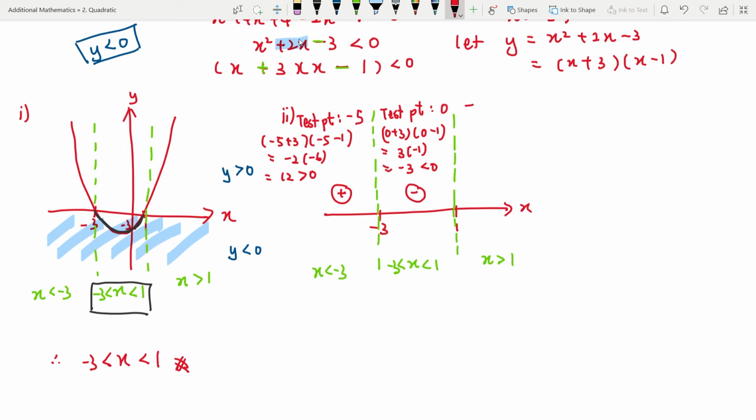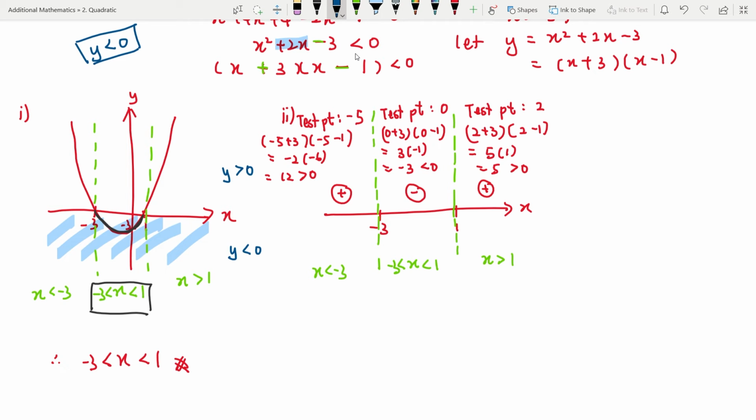For the last section, we choose a test point greater than 1. So let's try a 2. Substitute into y. 2 plus 3, 2 minus 1. We get 5 multiplied with 1 is a 5, greater than 0. So this section, we will get a positive value.